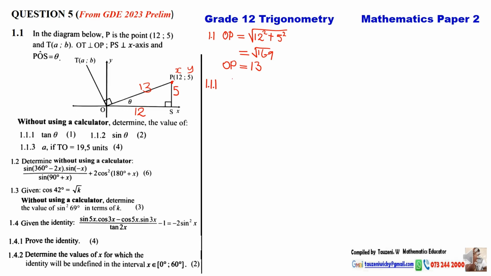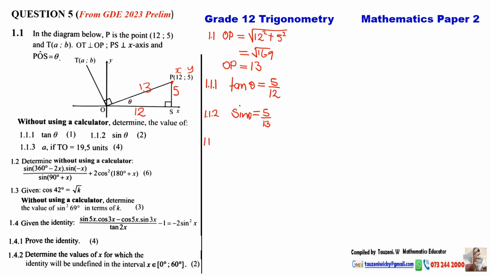I want to find the value of tan theta. We know from trigonometric ratios that tan theta is equal to opposite over adjacent. So the opposite to theta is 5, the adjacent is 12, the answer is 5 over 12. Number 1.1.2, I want to find the sine of theta. We know that the sine of any angle is equal to opposite over hypotenuse. The opposite to theta is 5 and the hypotenuse is 13. Therefore, sine theta is equal to 5 over 13.